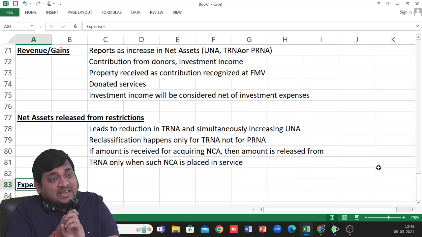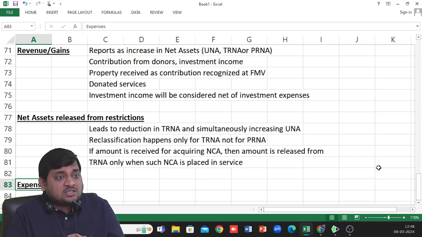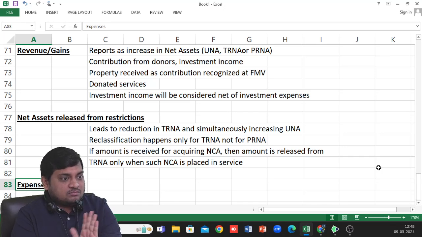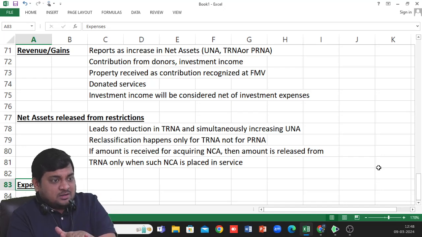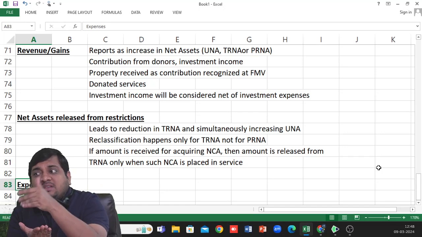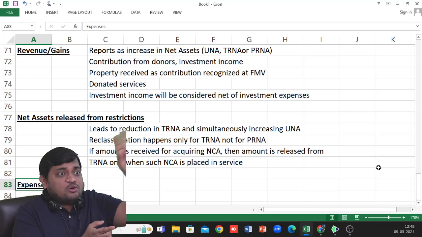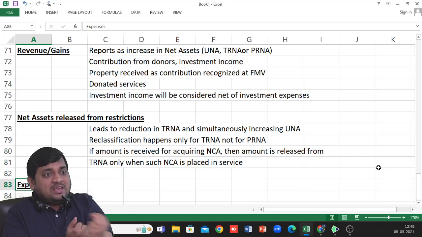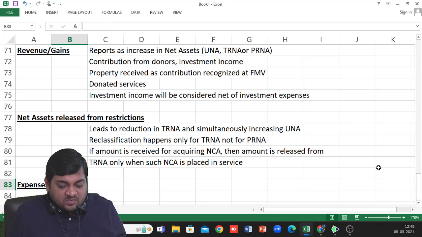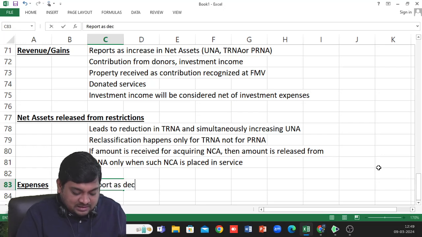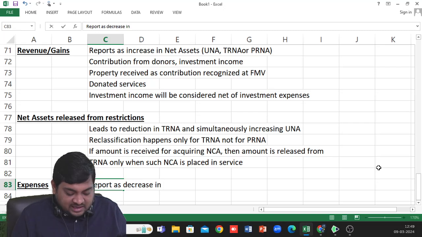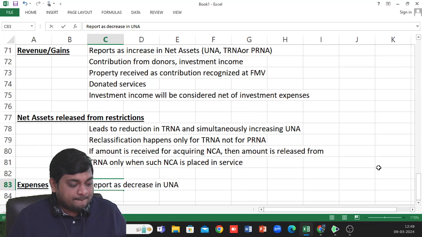Even TRNA cannot be expensed because TRNA is either for expiry of time or for the specific purpose for which it is used. So when TRNA expires or you have spent it for the purpose for which it was created, first you will go for reclassification and then from UNA you will spend it. So when I talk about expenses, it is always reported as a decrease in UNA.